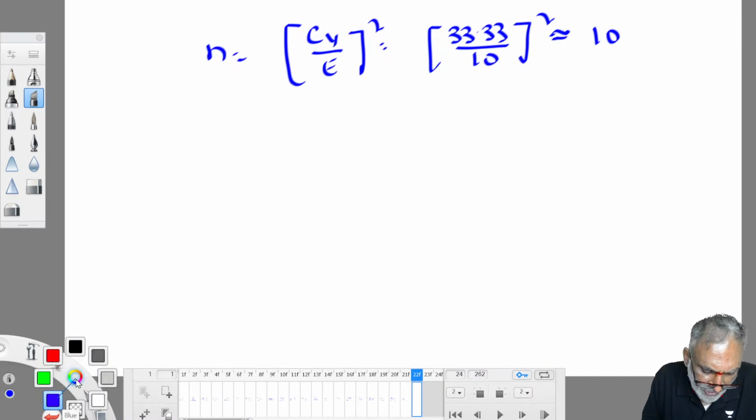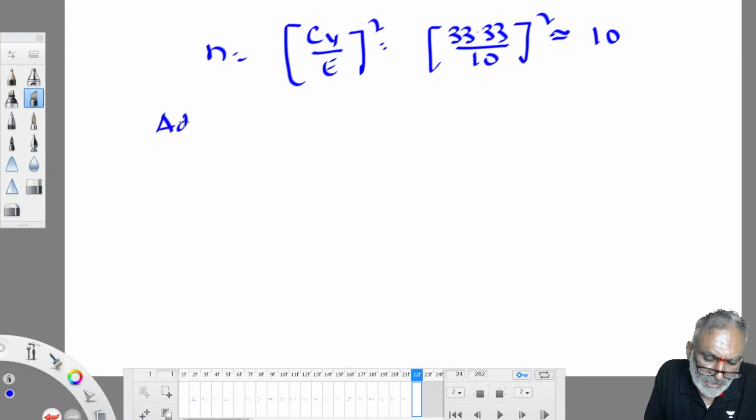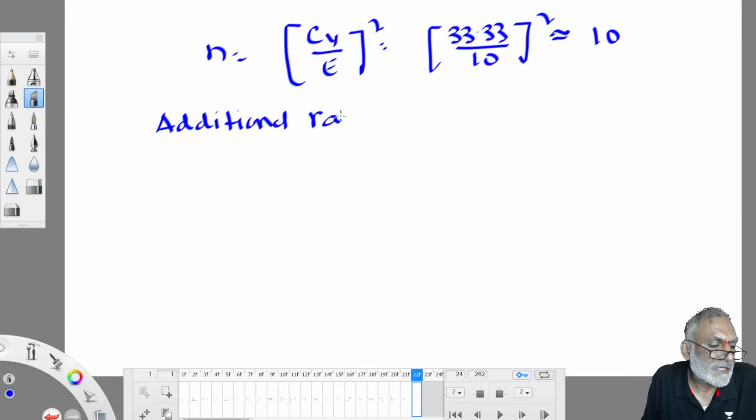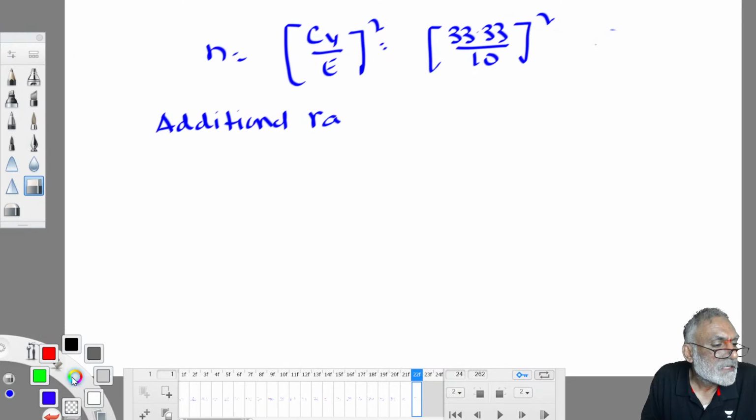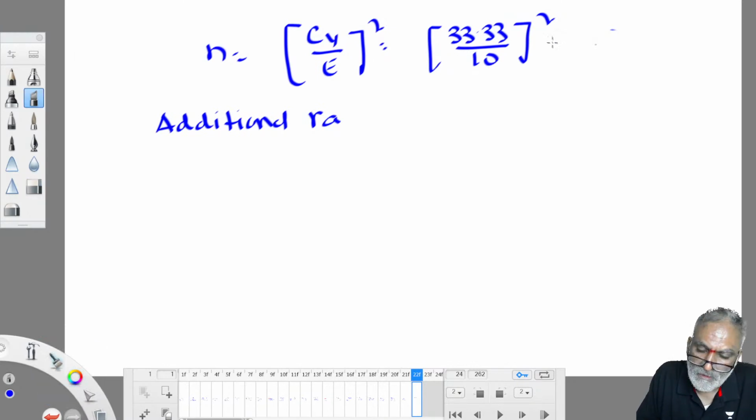But the question is, how many number of additional rain gauges required? So additional rain gauges required is equal to 33.33 by 10, whole square. Of course, in the GATE exam calculator is allowed, you can use it. Sometimes in the ESE exam calculator is not allowed. Then also, it is 11 point something. So 11.1 we got. 11.1 you can't provide, so we'll provide 12.